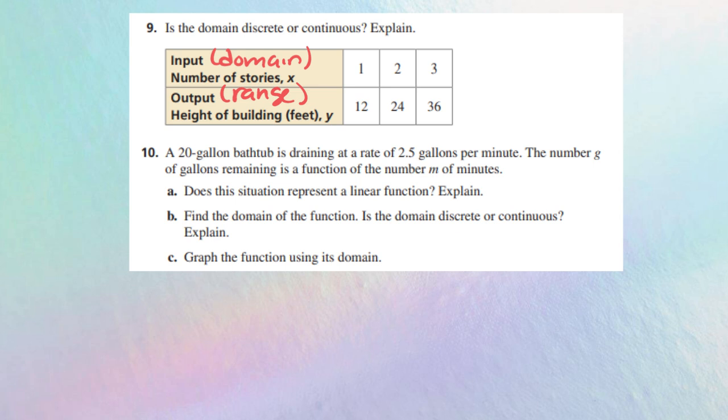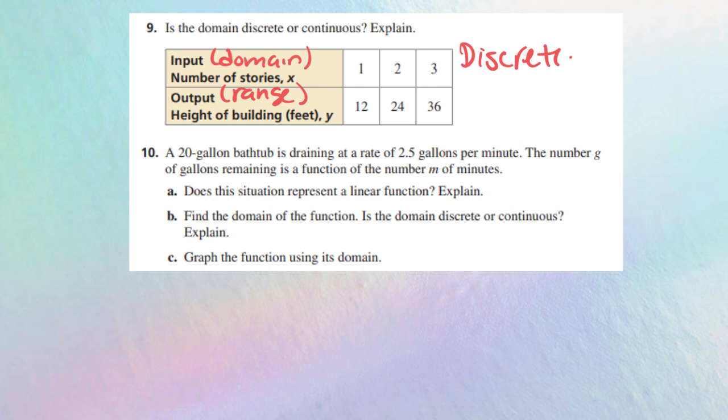Number 9. It says height of building, number of stories. Would that be discrete or continuous? The height of the building depends on the number of stories, right? Discrete. Why? Can you go into a building and say we're going to have half of the building here, like this is the floor, and I just want half of the height of the building? No, right? That's discrete.